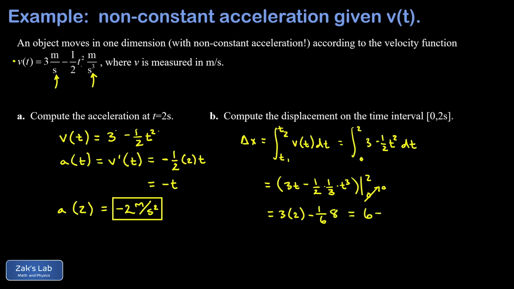I have a 6 minus an 8 over 6, which is 4 over 3. 6 can be written as 18 over 3, so 18 minus 4 gives me a 14/3. And that's a fine answer, but in a physics class, I normally just round things off to 3 sig figs. And this gives me a displacement of 4.67 meters, and we're done.